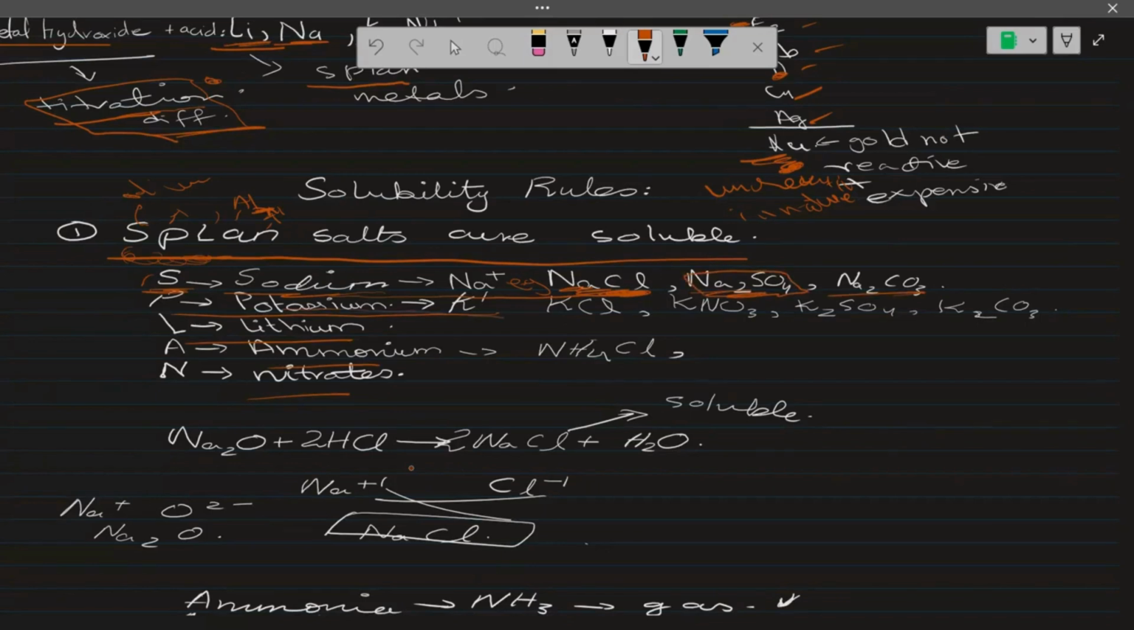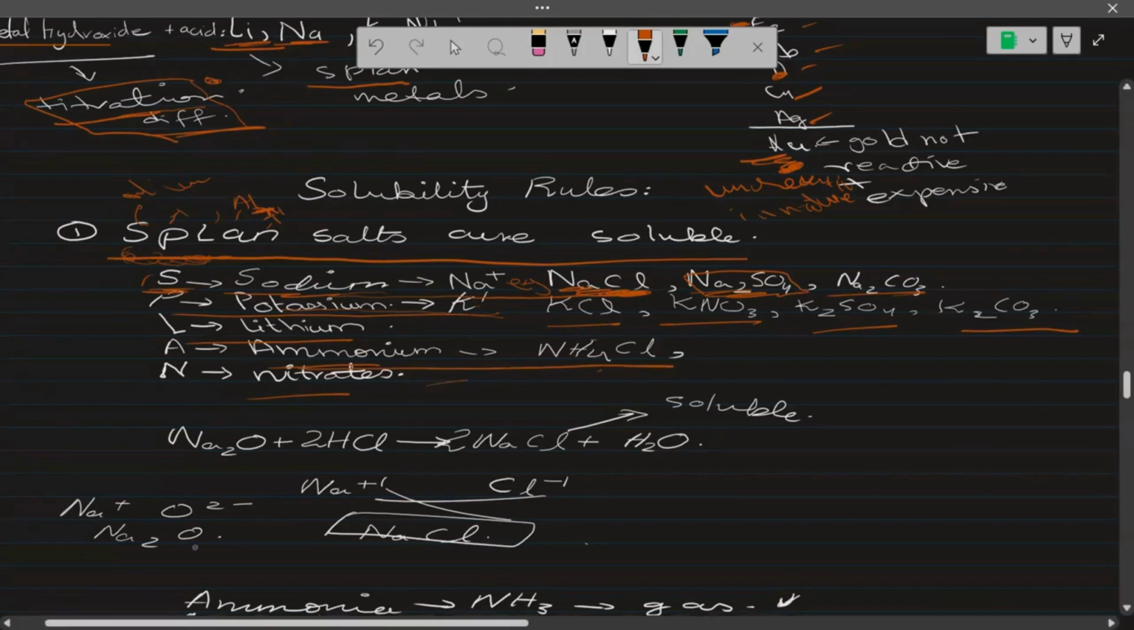Now let's come to potassium. There is potassium chloride, potassium nitrate, potassium sulfate, and potassium carbonate. And ammonium chloride, NH4Cl. So these are some examples of these salts.